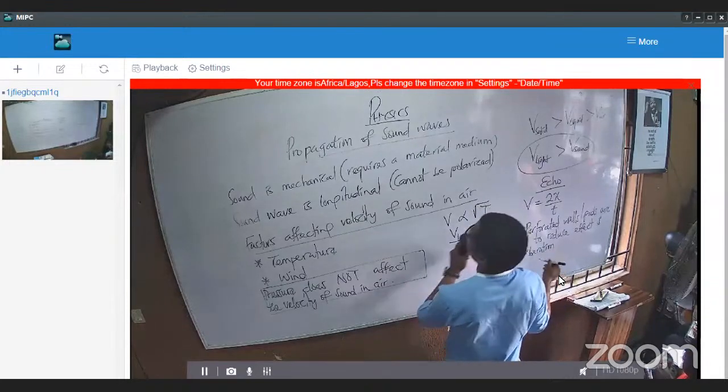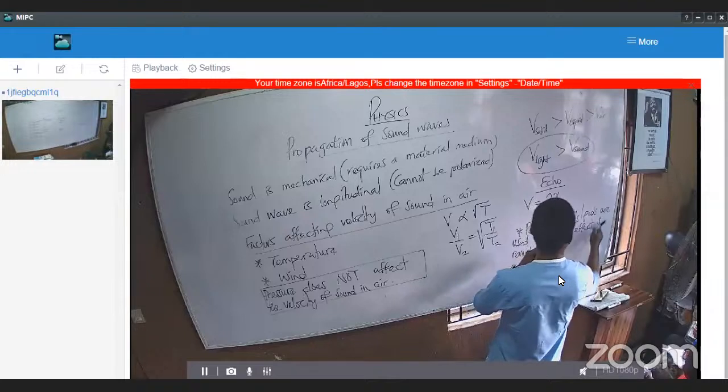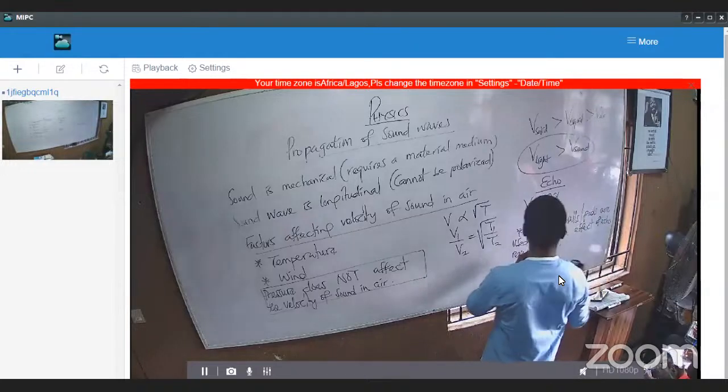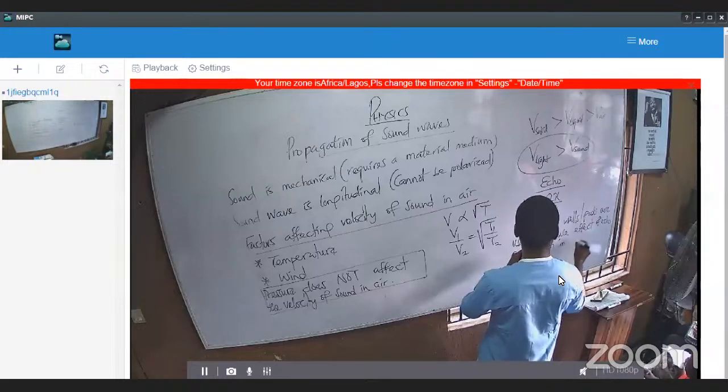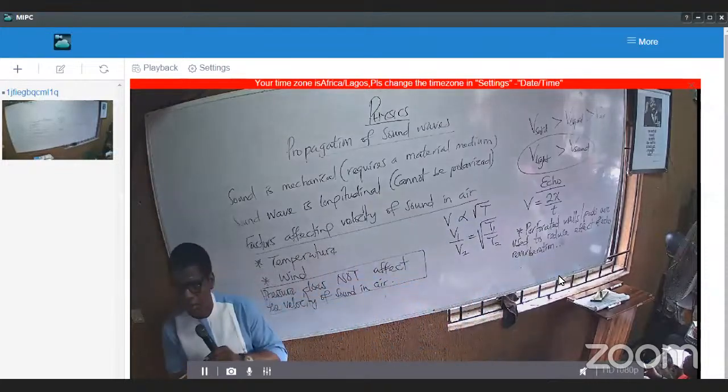This topic 21 is not difficult, is not much. Effect of echo and reverberation in studio and auditoria. So that's the end of that topic.